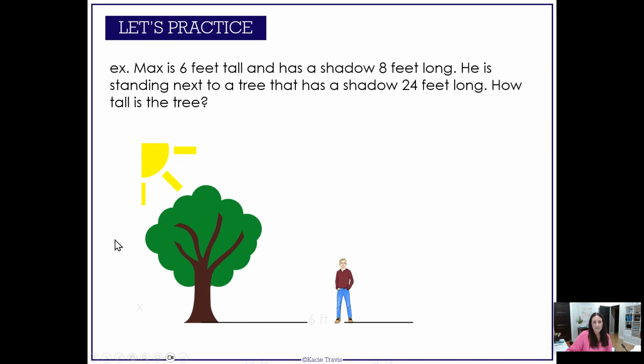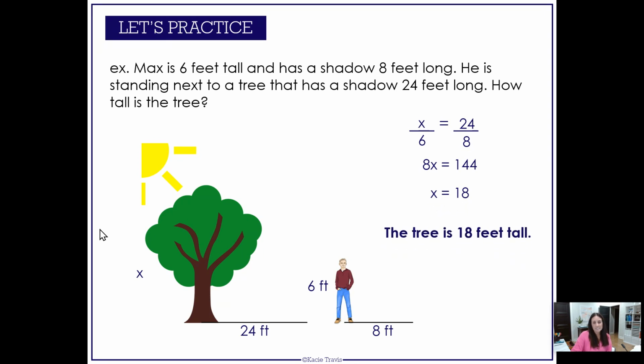So let's start by labeling the lengths that we know, and then we can set up our proportion to find our missing side length. So we've got our missing side X over its corresponding height. So we've got height of the tree, corresponding to height of Max. Then we go back to the original figure, and we pick the shadow as the only other length that we have, and we put it over the shadow of Max. Cross multiply, divide both sides by 8. We find that X is equal to 18, which means the height of the tree is 18 feet.